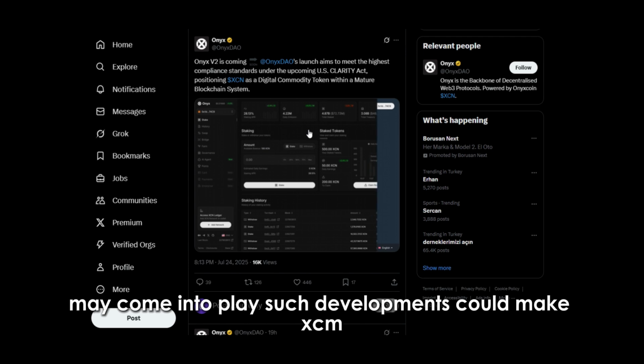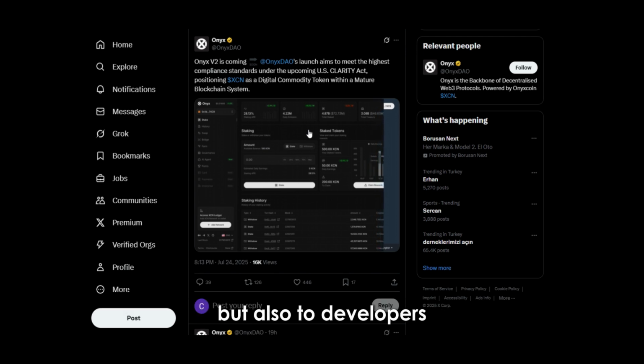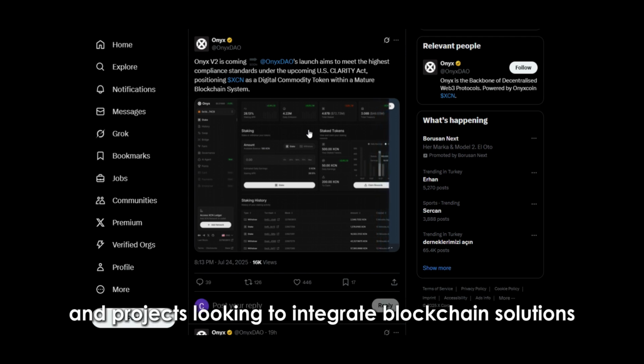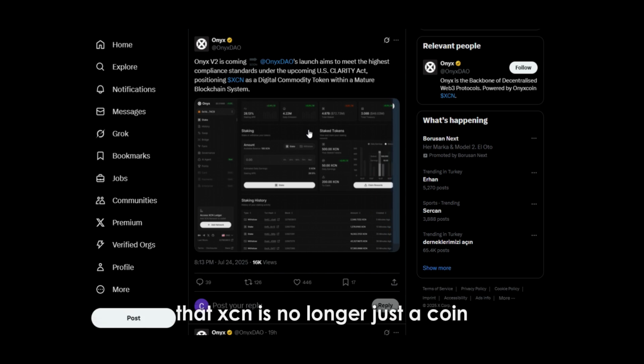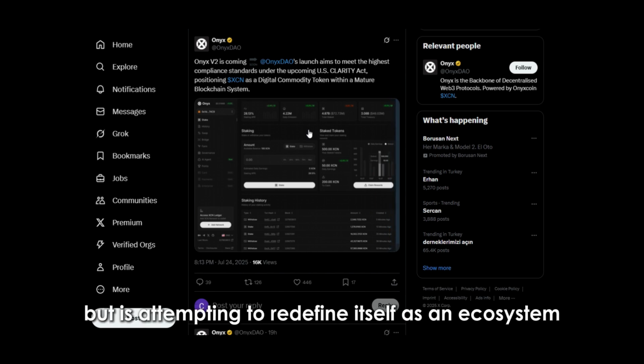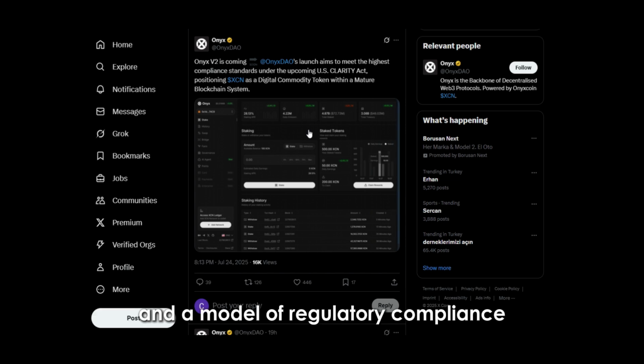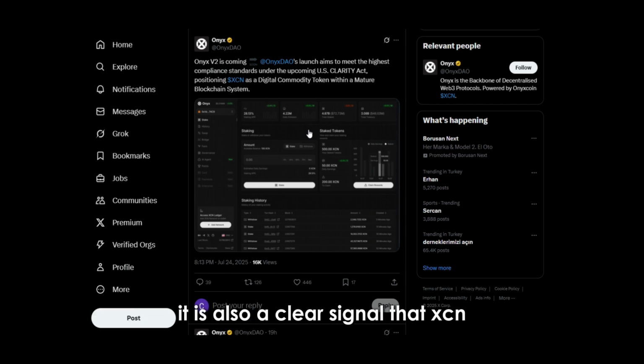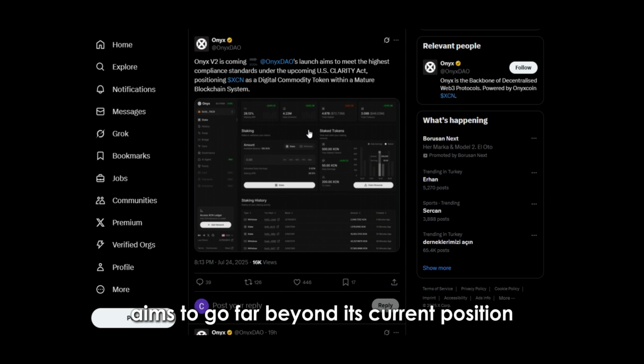Such developments could make XCN not only attractive to investors, but also to developers and projects looking to integrate blockchain solutions. This announcement shows that XCN is no longer just a coin, but is attempting to redefine itself as an ecosystem and a model of regulatory compliance. It is also a clear signal that XCN aims to go far beyond its current position.